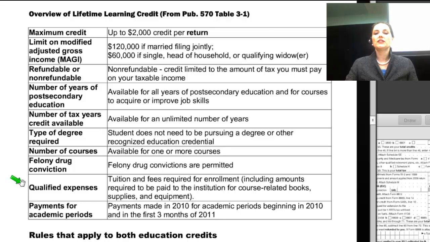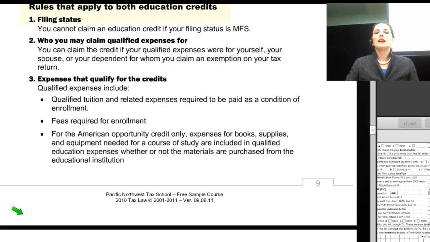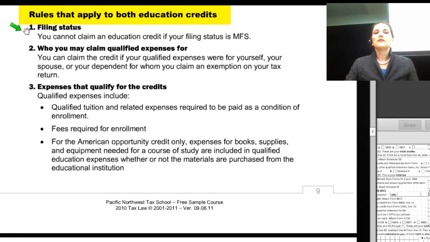Qualified expenses. Tuition and fees required for enrollment, including amounts required to be paid to the institution for course-related books, supplies, and equipment. Payments for academic periods are allowed if the payments are for periods that begin in 2010 or in the first 3 months of 2011. So let's take a look at the rules as they apply to both credits. Firstly, filing status. You cannot claim an education credit if your filing status is married filing separate. You may claim qualified education expenses that you paid for yourself, your spouse, or your dependent for whom you claim an exemption on your tax return.